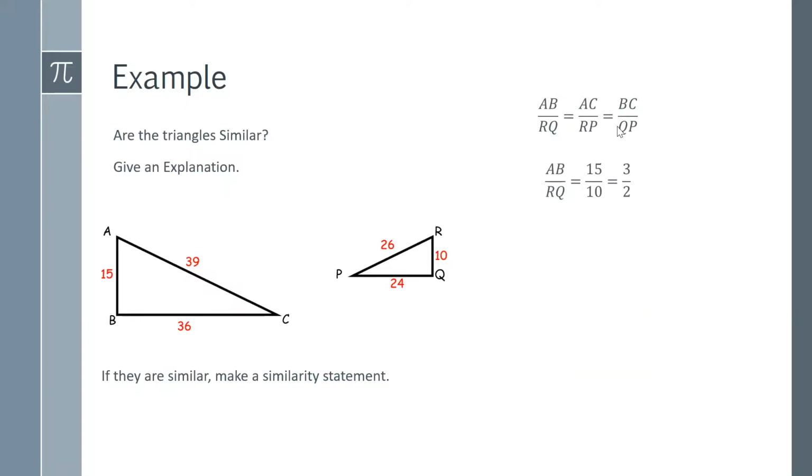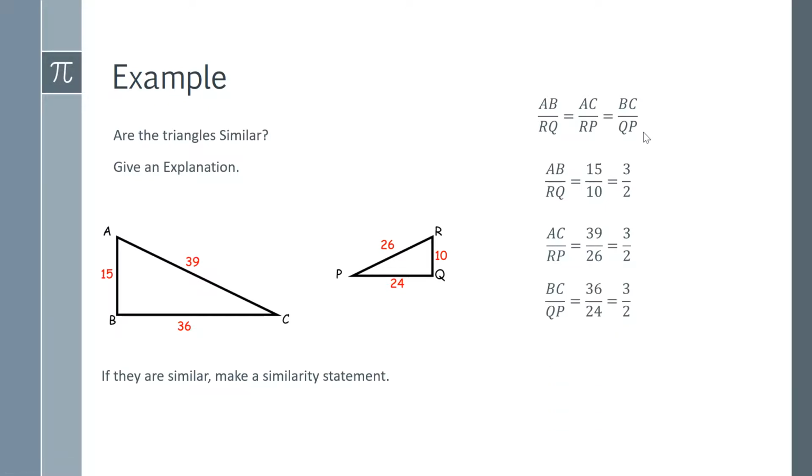AB over RQ. That's 15 over 10. Divide both of those by 5 and we'll get 3 over 2. Let's take a look at the next one. AC over RP. AC is 39, RP is 26. Divide both of those by 13, and guess what? We get 3 over 2 again.